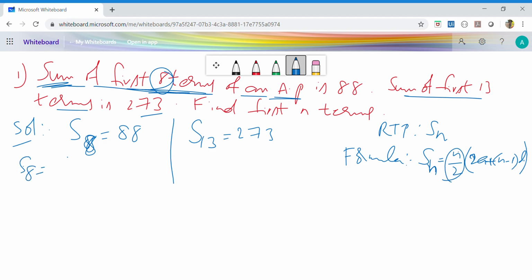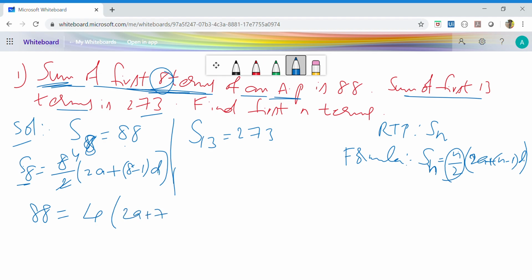In n by 2, what is n? 8. 8 by 2 into, is a there? Not there. 2a plus n, how much? 8 minus 1 into d, is d there? Not there. So you have to write like this. 2 ones, 2 fours, it will cancel. S8 is replaced with 88. 88 is equal to 4 into 2a plus 7d. So 4 will cancel 22 times, and 2a plus 7d is equal to 22. This is the first equation.